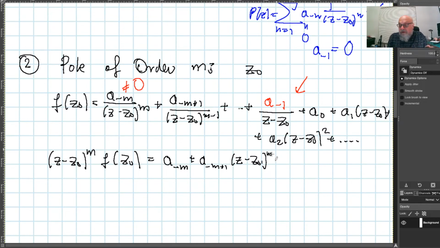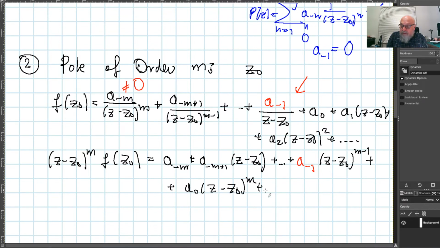So it is a_{-m}, simply, plus a_{-m+1} (z - z0) to the power 1, and then plus, and so on, up to a_{-1}. This should be red, of course, because this is the one that we need, and the power here is (z - z0)^{m-1}. Then plus a0 times (z - z0) to the power m, plus other terms. We want that one. But look, this looks like a regular power series.